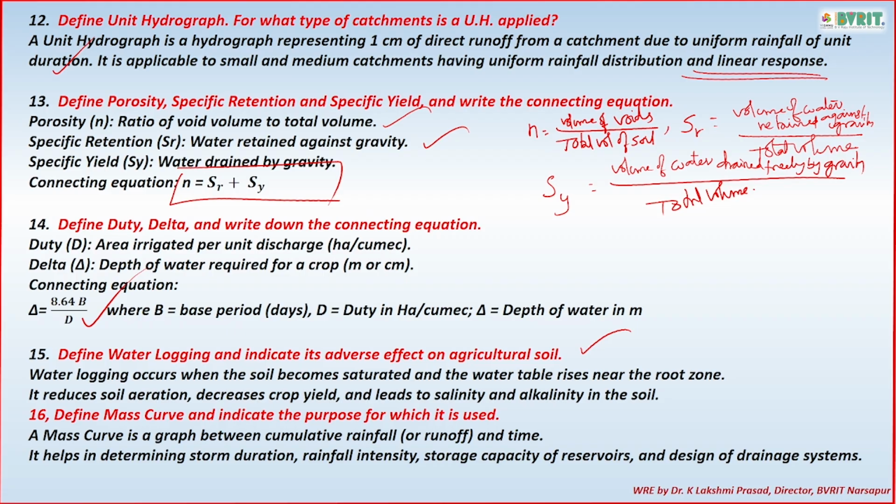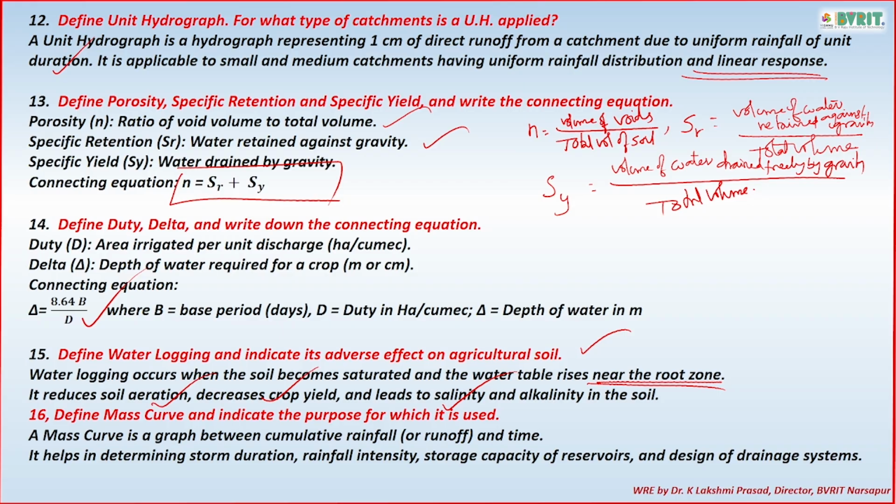Define waterlogging and indicate its adverse effect on agricultural soil. Waterlogging occurs when the soil becomes saturated and the water table rises near the root zone of any plant. It reduces soil aeration, decreases the crop yield and leads to salinity and alkalinity in the soil.